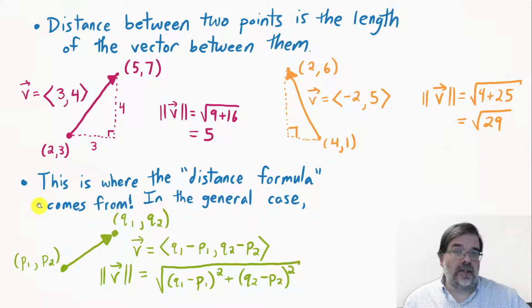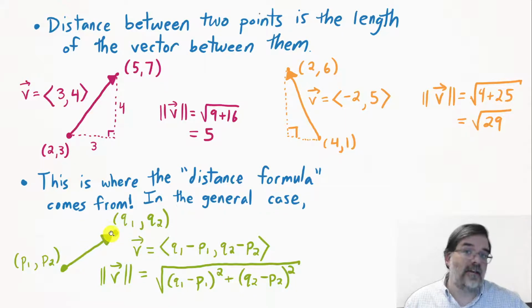And if we leave these points in general algebraic terms, you can also learn where the distance formula comes from. So in general, let's say you have a point P1, P2, and then you have another point Q1, Q2, and you want to find the distance between those in terms of the variables instead of using numbers. Following the same process, you would first find the vector between those two points. That vector v would be, since it's from P to Q, Q1 minus P1, comma, Q2 minus P2. Then to find the distance, that's the length of that vector, which is the square root of Q1 minus P1 squared plus Q2 minus P2 squared. And that's where the distance formula comes from.